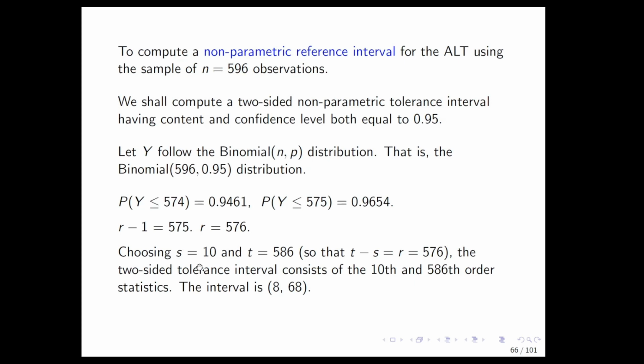You choose S to be 10, T to be 586, so that T minus S is 576. Then the two-sided interval consists of the 10th and 586th order statistics, namely the interval 8 to 68. This will be a non-parametric reference interval for the ALT values.